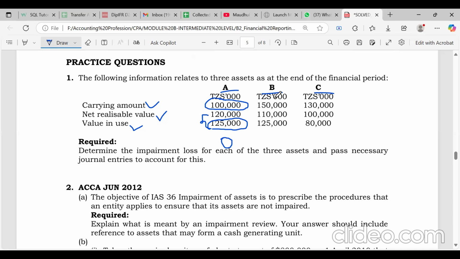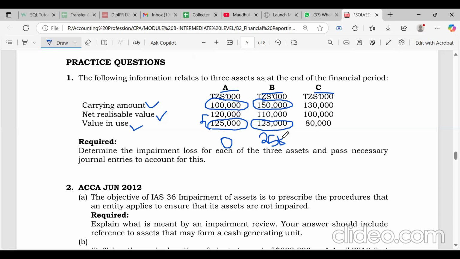So to asset B. Between 110 and 125, how much do we take? 125. So we choose to use the asset instead of selling it. To compare that one, in the books you have 150. Is there impairment? Yes. We recognise impairment because the amount in our books is higher than the value in use. So 150,000 minus 125,000 is 25,000.